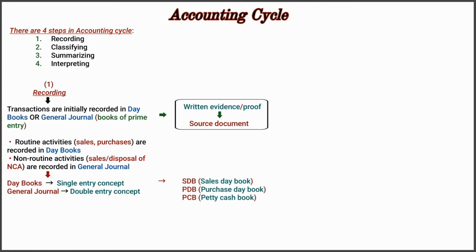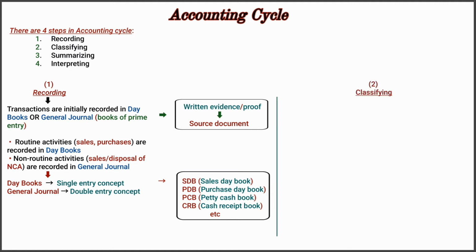Next, PCB, Petty Cash Book. It recorded small expenses of a business. And CRB, Cash Receipt Book. It recorded all cash receipts from cash sales and receivables. In addition, there are other daybooks that are not mentioned here. It was all about recording process of transactions.